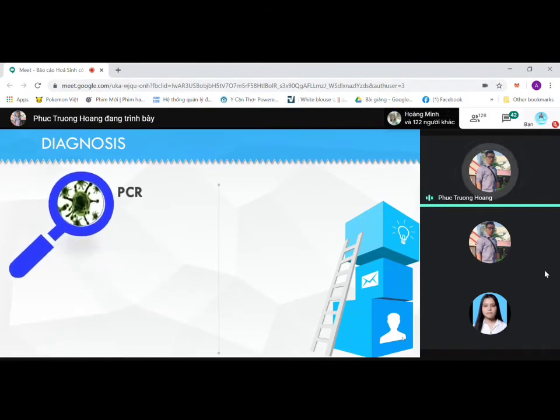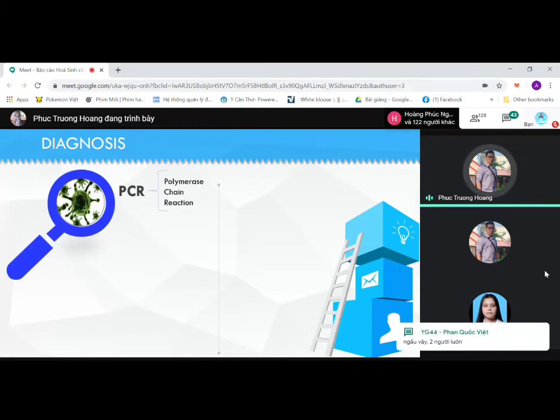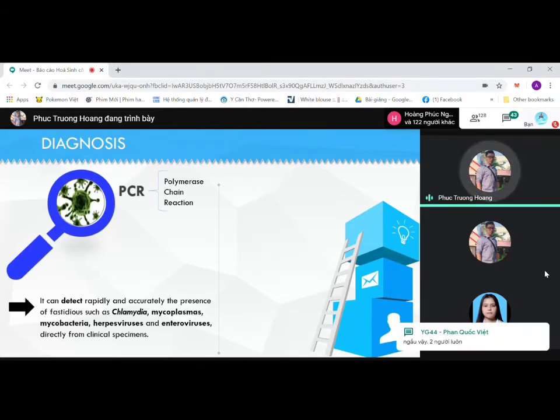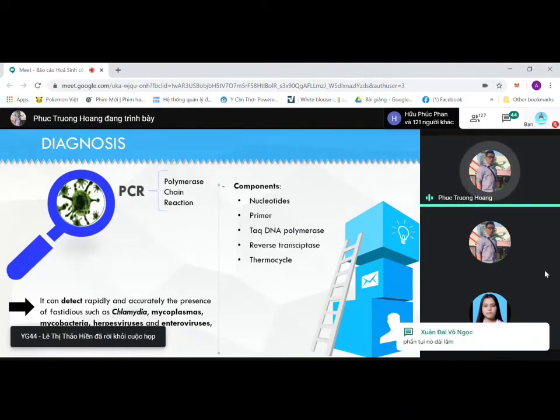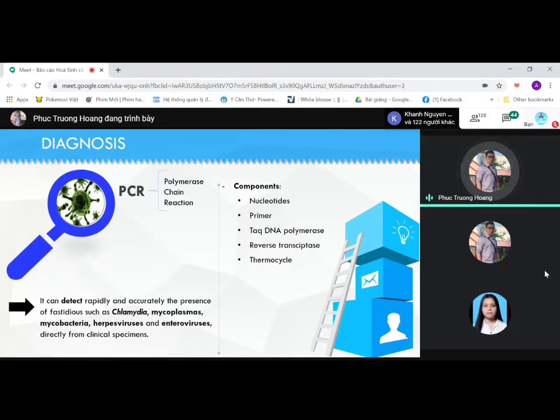First, PCR. PCR stands for polymerase chain reaction. It can detect rapidly and accurately the presence of bacteria such as chlamydia, mycoplasma, mycobacteria, herpesvirus, and enterovirus directly from clinical specimens. Its components are nucleotides, primer, Taq DNA polymerase, reverse transcriptase, and thermocycler procedure.